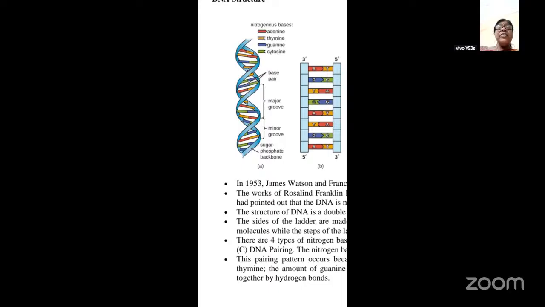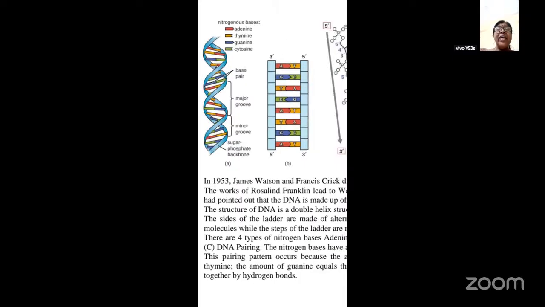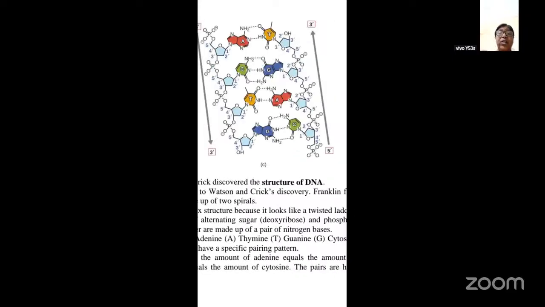The nitrogenous bases are adenine, thymine, guanine, and cytosine. These are the sides and these are the steps of the ladder. So you have a major groove as well as a minor groove. On the sides, you have a sugar phosphate backbone, that means it is made up of sugar plus the phosphate, whereas the steps are made up of the nitrogenous bases. So this is how it looks. Like DNA, RNA consists of a 3' end as well as a 5' end. So this is the structure of the DNA.